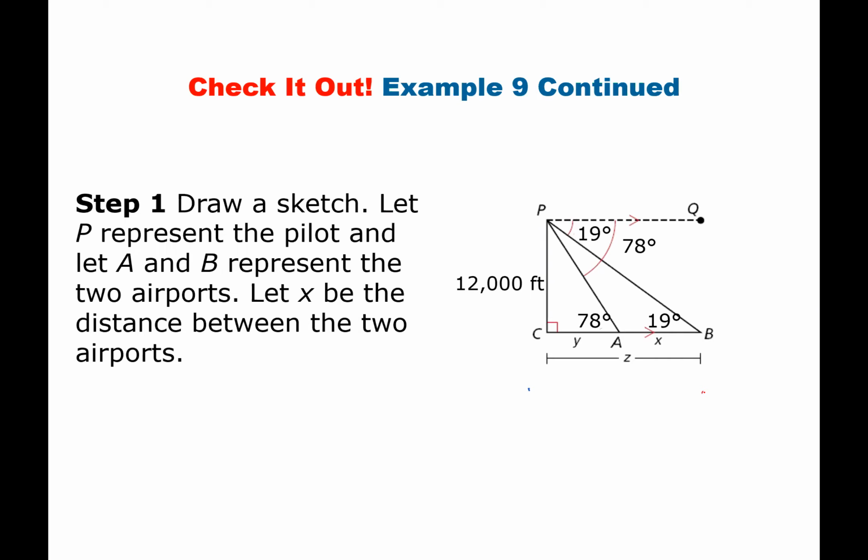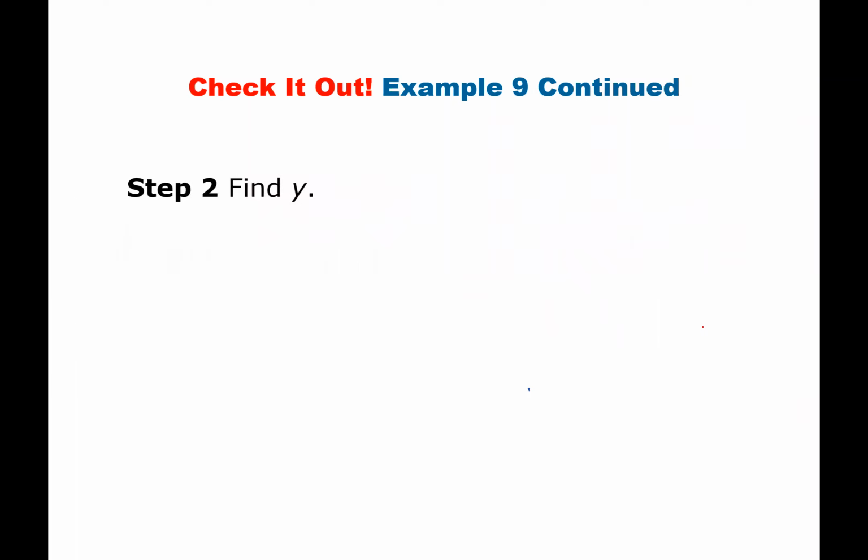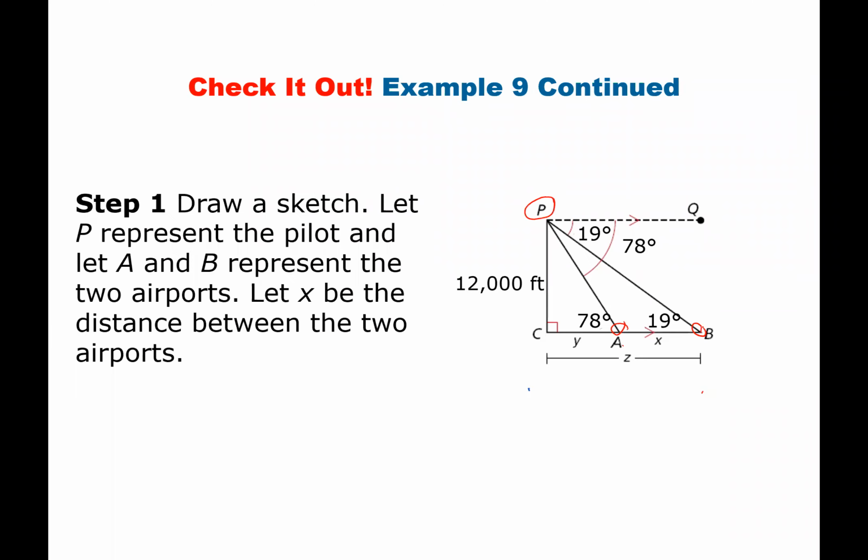Draw a sketch. Let P represent the pilot and let A and B represent the two airports. Let X be the distance between the two airports. Again, the pilot here has two airports below, A and B. And you need the distance between the two airports A and B.